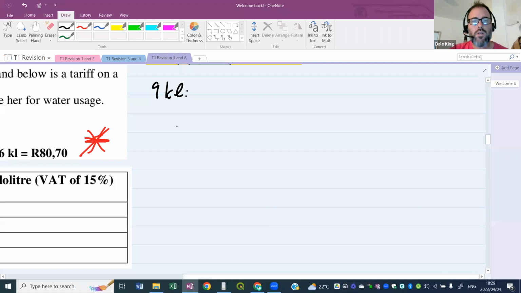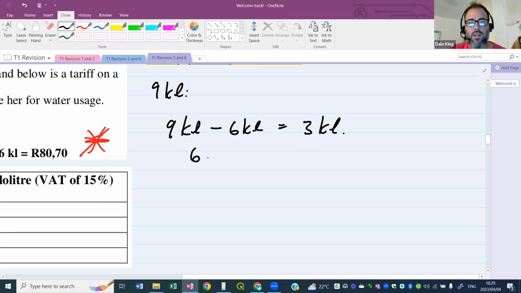So if we have 9 kiloliters of water, this is what we do. The first thing we do is remove 6 kiloliters, because the first 6 kiloliters is free. It's the rest we have to pay for. So take the 9 kiloliters and always remove any free water if there is any. So minus 6 kiloliters, which means we have to pay for 3 kiloliters of water. Now I'm going to write this next step down. You don't have to, but this 6 kiloliters is charged at 0 cents.